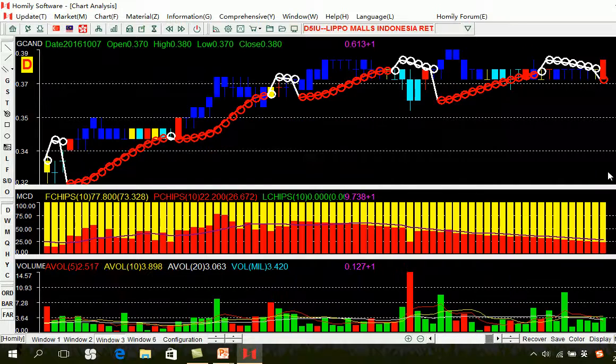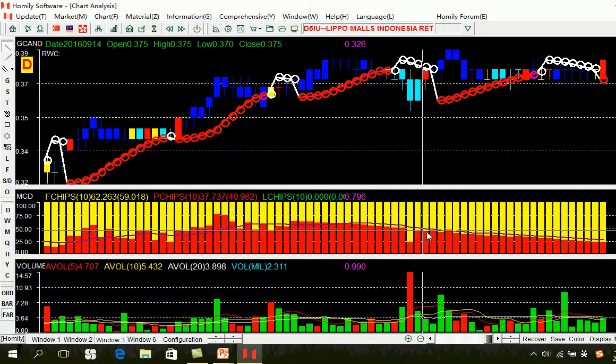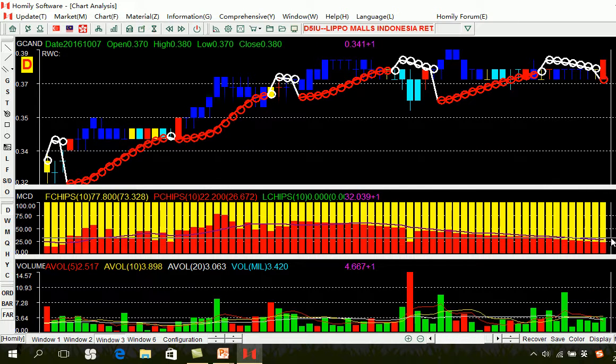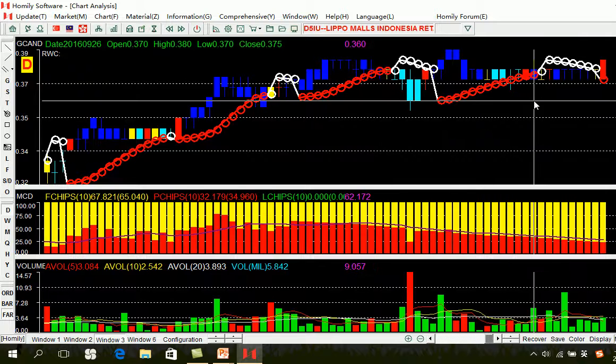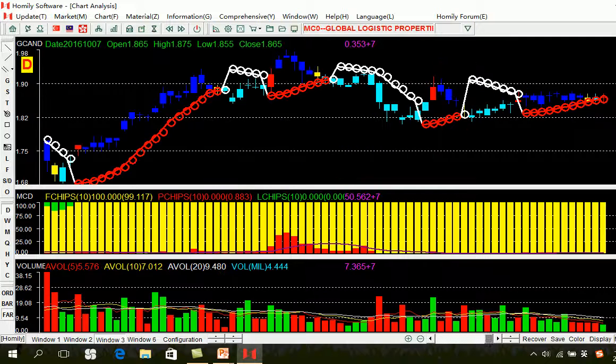Let's see this one. The red circle and the red candlestick, but we can see in the multicolor dragon, the red column decreases. If you see the red column increase again, it's better, okay? So now you can know that this is the stock. Then we can see this one.